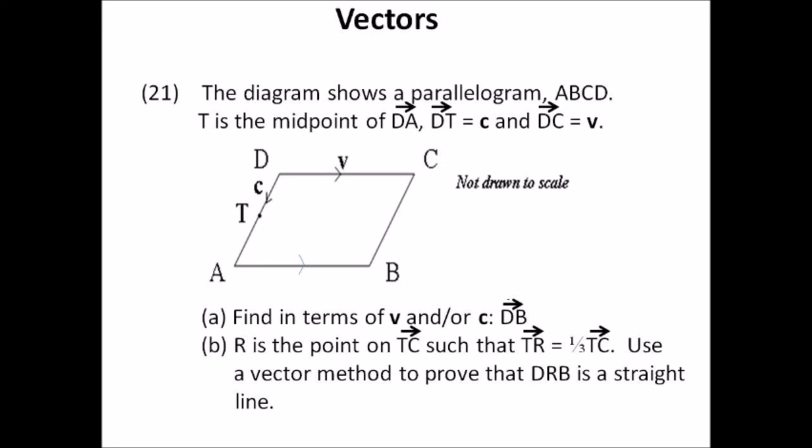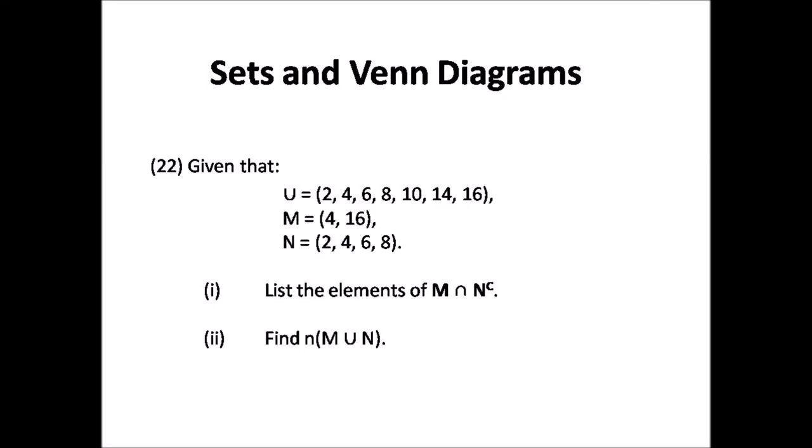A lot of working to do. Do A quickly, because in B, you have to do a lot of working. So get it and see if you can get that done. There is a way you can prove that DRB is a straight line. You have to do something first. And then you would show that it is a straight line. Got it?